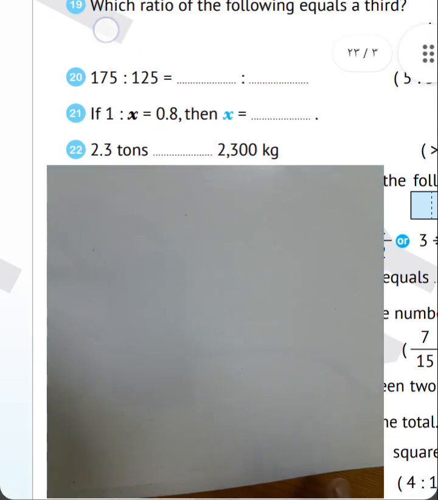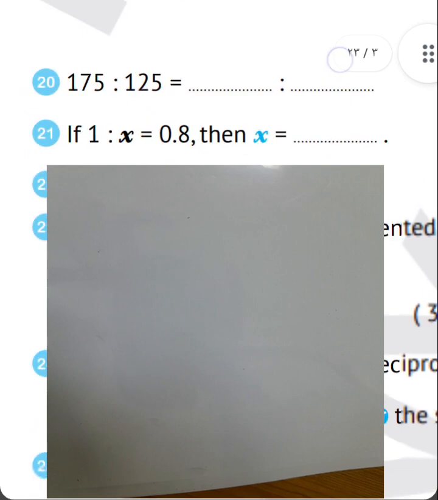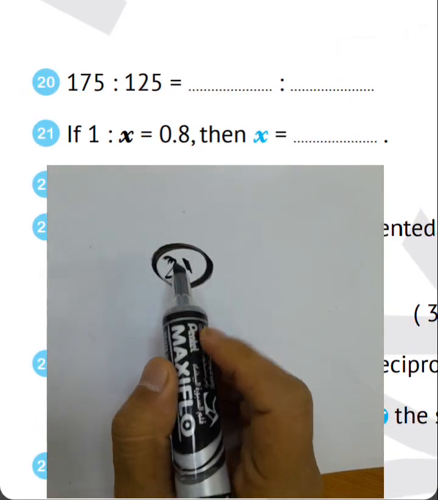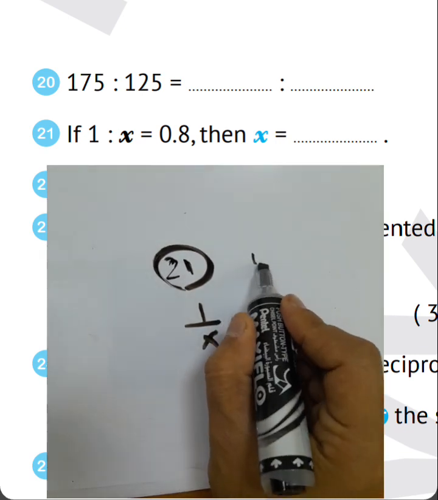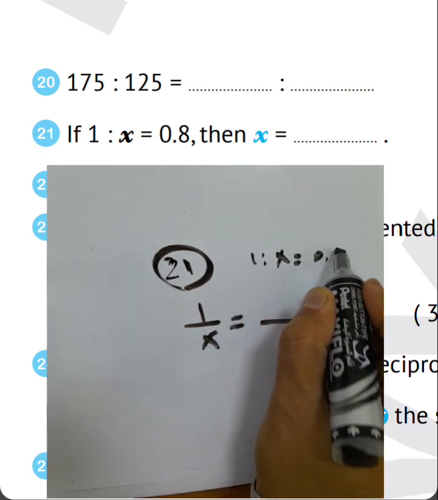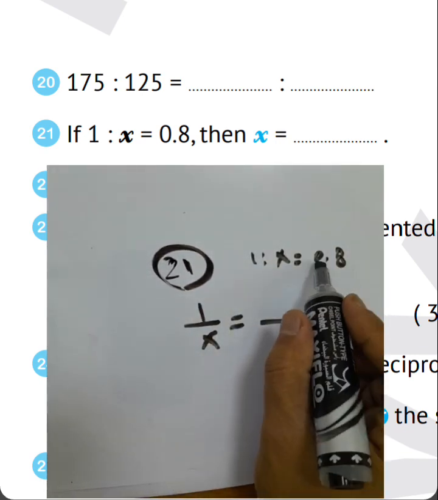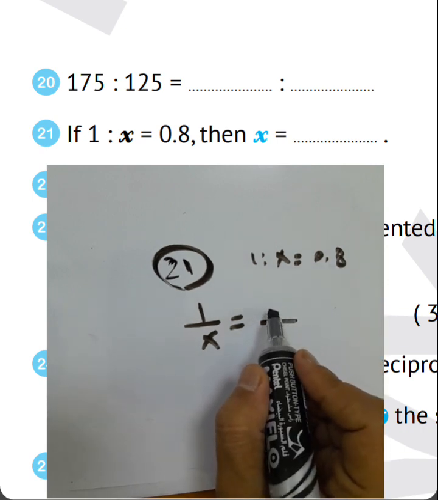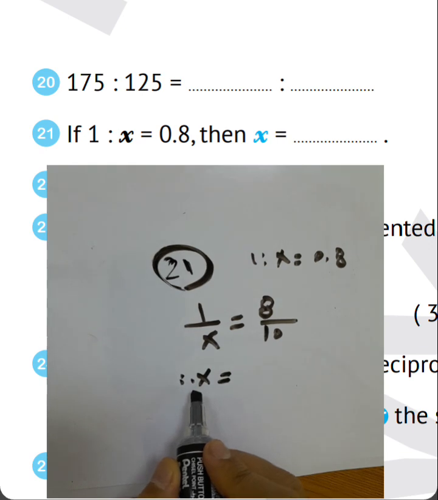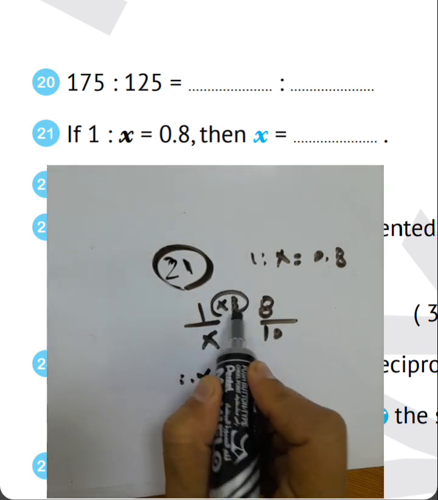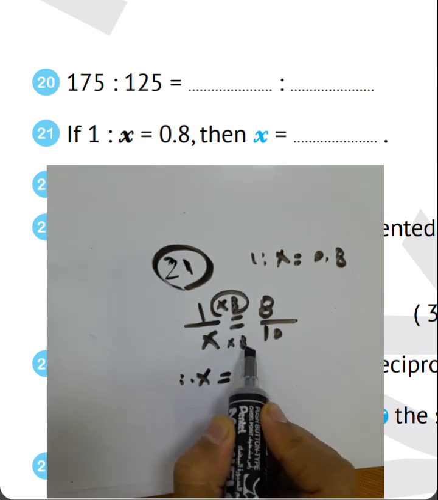Next example, question 21. If 1 to x equals 0.8, we can write 1 over x equals 0.8. It will be 8 over 10. We can find the value of x. 1 times 8 equals 8, and then 8 times what equals 10?